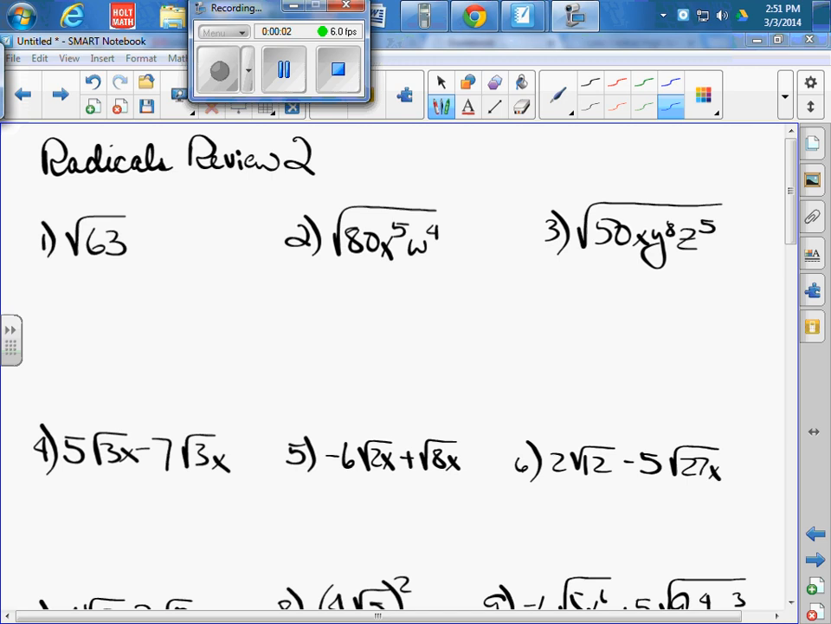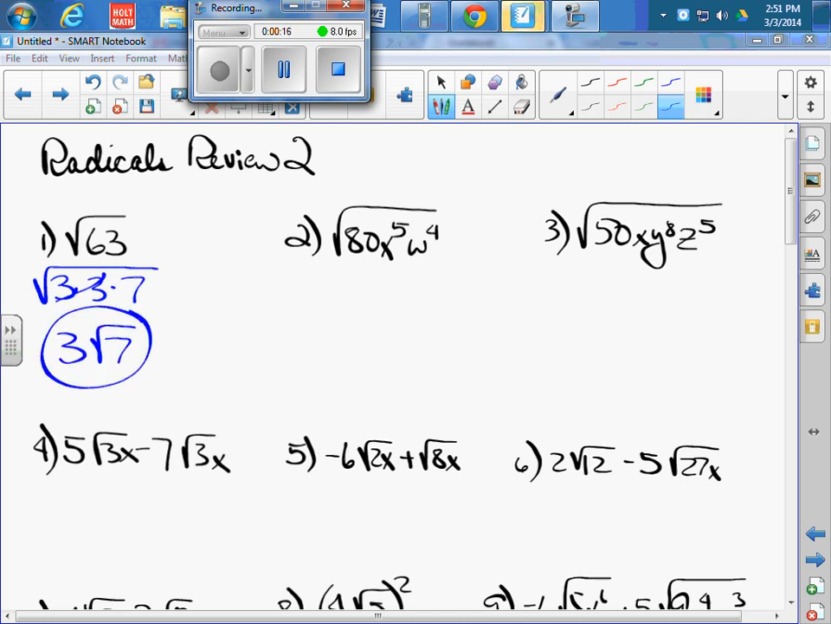All right, so here we are, radicals review number 2. We're trying to simplify radical 63. The square root of 63, the prime factors of 63 would be 3 times 3 times 7. So we have 3 radical 7 is the final answer.